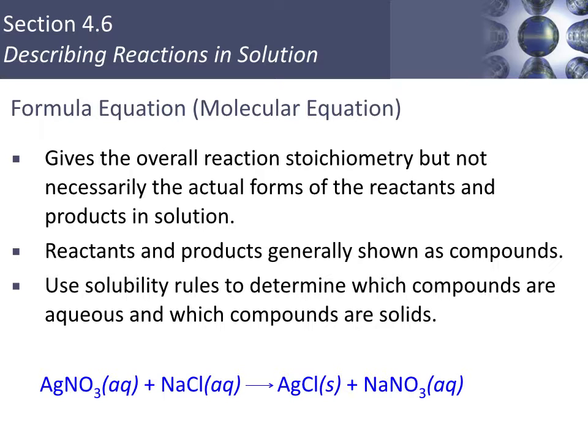So when I'm asking you to describe a reaction in a solution, you're going to need to use solubility rules to determine which compounds are aqueous and which compounds are solid. So an example here, if you had silver nitrate and you mixed it with sodium chloride, you're going to produce silver chloride, which is a solid, and sodium nitrate. So let's take a look.